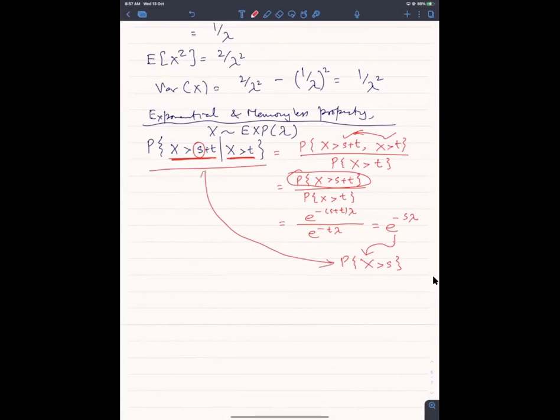So relate these two guys. ये आपको memory less बताते हैं, memoryless. Okay, given that you have spent t units of time, what is the probability that you will have an additional s units of time until some interesting event happens? Is the same as that you have x greater than s. You start from scratch and you have additional s units of time.